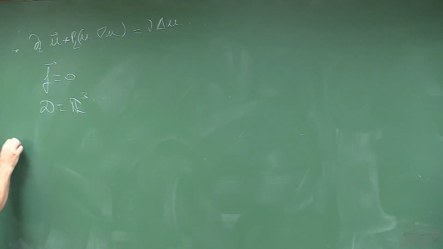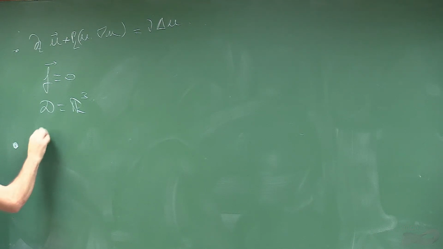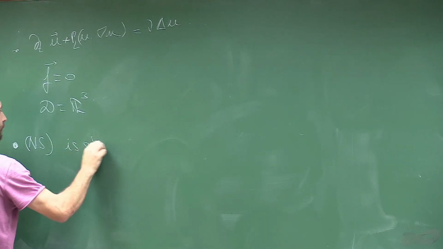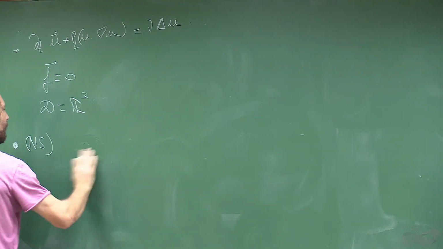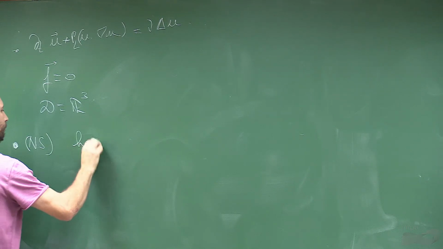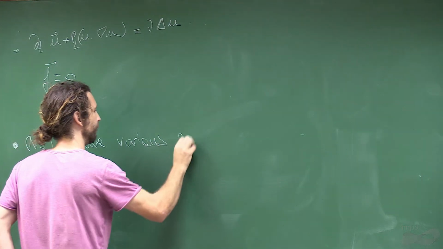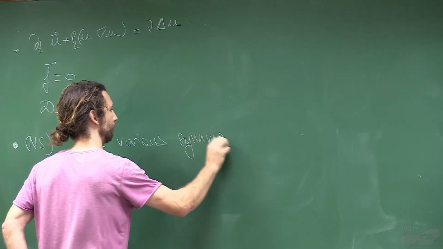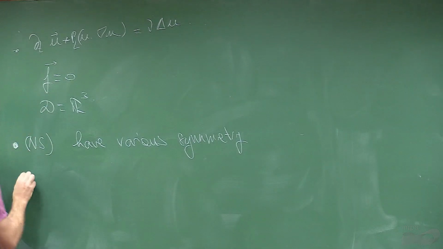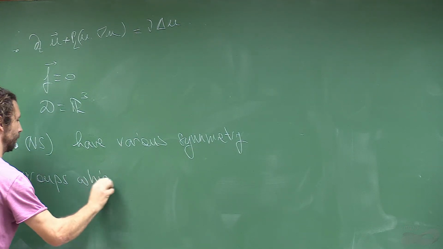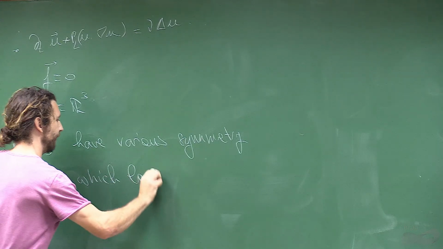And so the observation is that NS, the Navier-Stokes equation, is stable under, or has, various symmetry groups which leave it invariant.